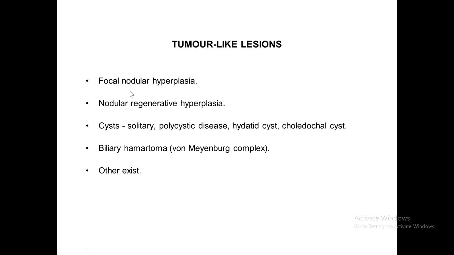In the end we are having tumor-like lesions in which we have done focal nodular hyperplasia in our first lecture, nodular regenerative hyperplasia. There could be cysts like solitary cysts, polycystic disease associated with the kidney polycystic disease, hydatid cysts, Echinococcus granulosus is causing the hydatid cyst, or choledochal cyst, which could be a hereditary one or later on developing there. Then there could be a biliary hamartoma in the von Meyenburg complex, or there could be any other lesion. So this is basically the end of the tumorous lesions.